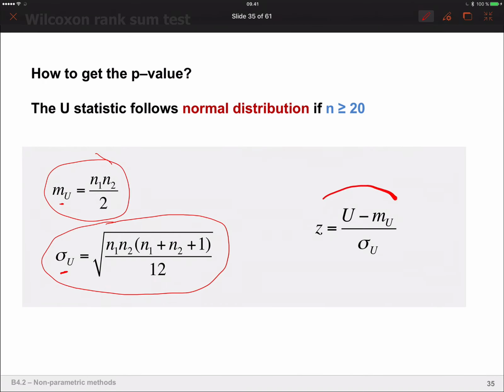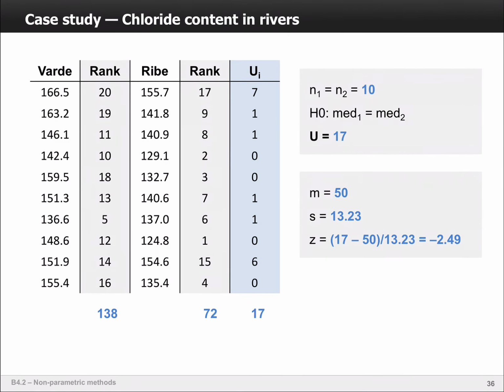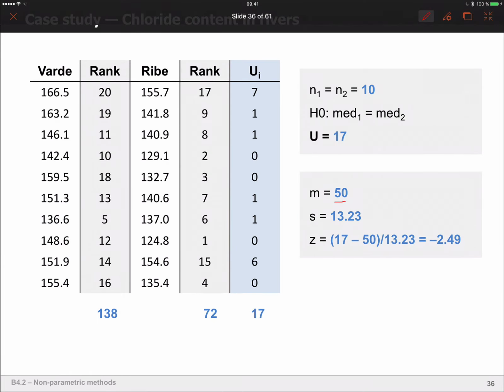So we can calculate the Z value, meaning how far the U statistic is from the average value in standard deviations, and then we can use the normal distribution in order to find the p-value. If we do this procedure, the average will be 50, because n1 and n2 are 10, so 10 times 10 divided by 2 is 50. Then if you calculate the standard deviation, it is 13.23. So this is 50, this is 17. 17 is pretty far from 50, right?